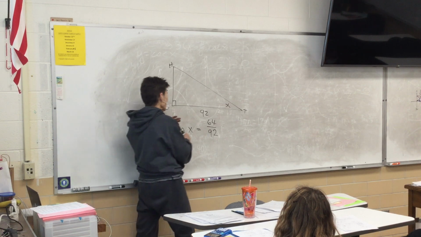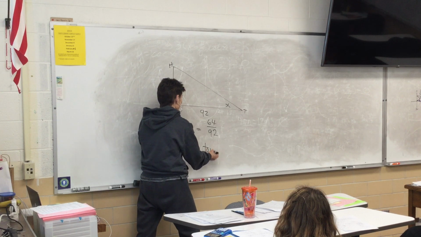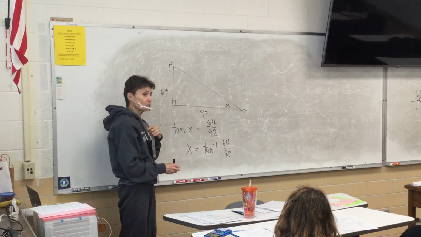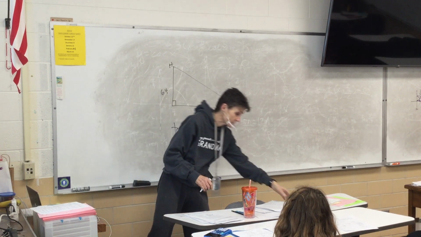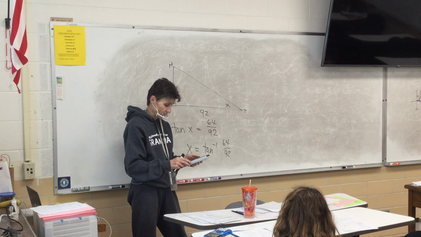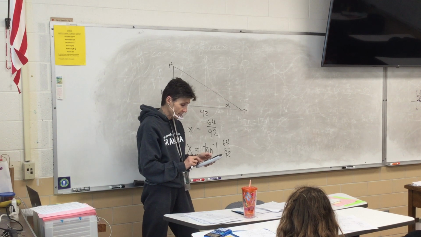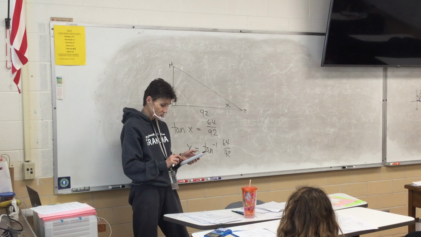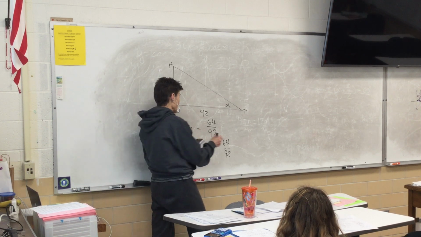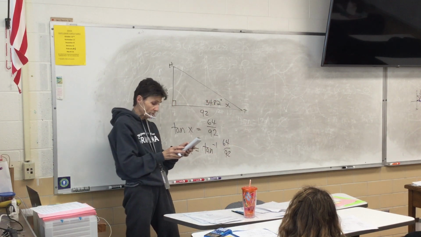When it's tan x, when we are looking for an angle, what button do I have to press on my calculator? Second tangent. So second tangent, 64/92. The answer should be 34.82 degrees, rounded to the nearest hundredth.